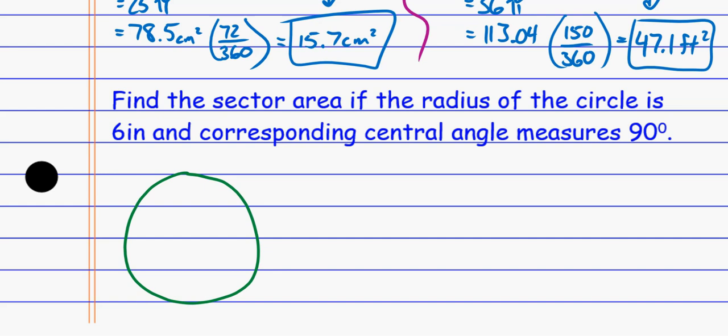So there's my circle. The radius here is 6 inches. And then it says the section that I want is 90 degrees. Let me draw a 90-degree angle. And here's where understanding fractions in general is very helpful.